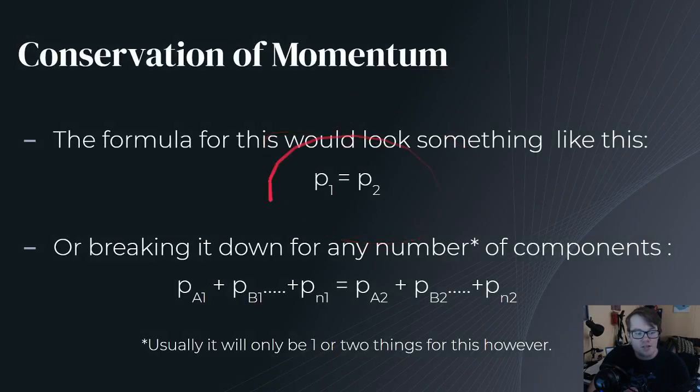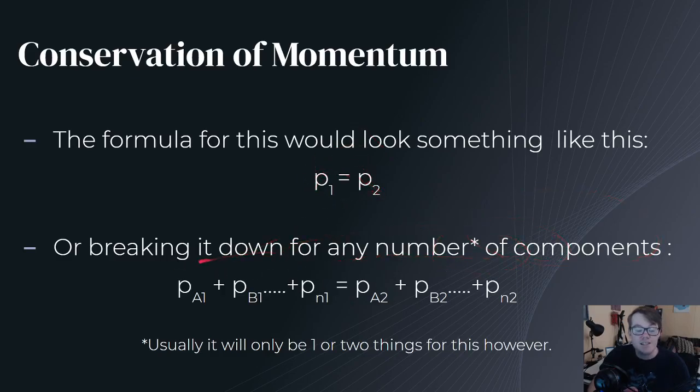So the formula for conservation of momentum would look something like this: P1 equals P2, very straightforward. Or if you break it down for any number of components, this would be like if you change the mass of an object, say it started as 100 grams and ended as 200 grams, the momentum at the two points has to be identical.